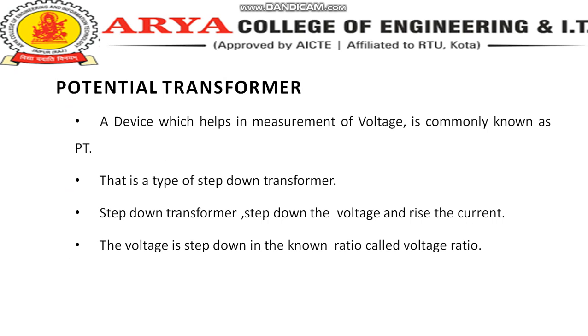Now we discuss the potential transformer. A device which helps in the measurement of voltage is commonly known as PT. This is a type of step-down transformer that steps down the voltage and steps up the value of current. The voltage is stepped down in a known ratio that is called the voltage ratio.